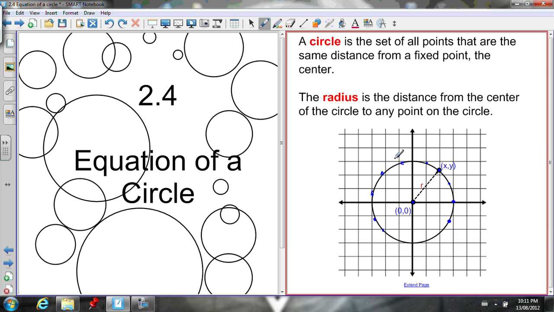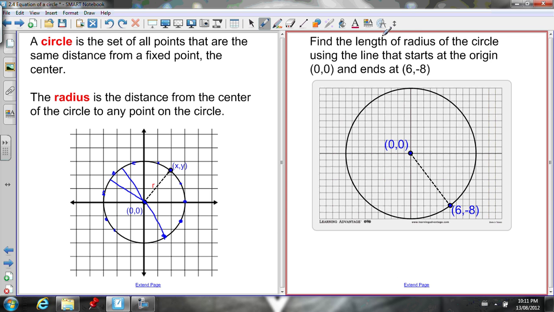The radius is the distance from the center of the circle to any point on the circle. So there's a radius here, here. The radius is the length from the center to any point on this circle. So if we want to find the length of the radius of the circle, I can use the length formula that we came up with in the previous lesson.